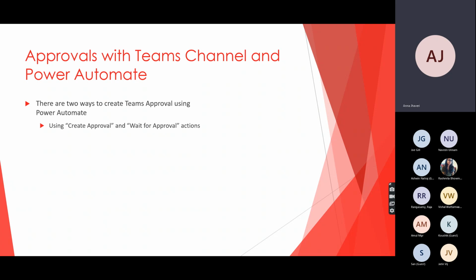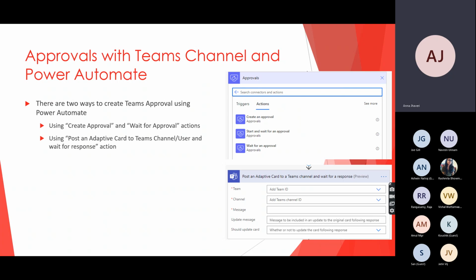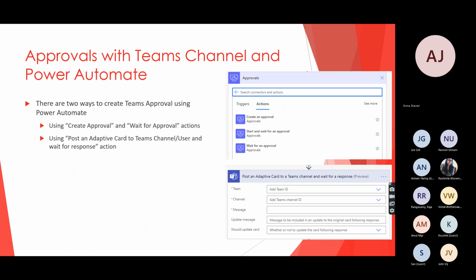There are two ways to do that kind of approval. One is you use the create approval and wait for approval actions. We saw start and wait for approval actions, but in this demo, we'll see how to use create approval and wait for approval actions. And then there is another option where Power Automate approvals are not involved, but adaptive cards are, to send approvals to a Teams channel or a user and then wait on the response for that adaptive card. For that we have an action called post adaptive card in a Teams channel and wait for the response.